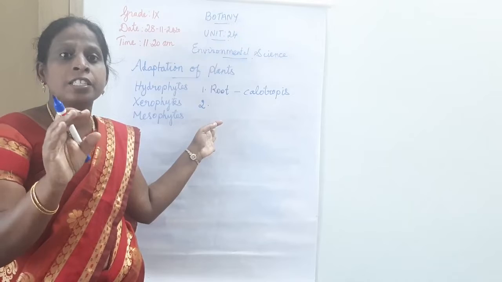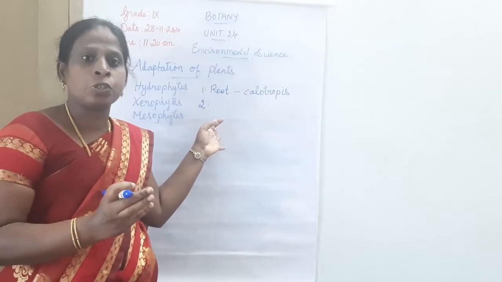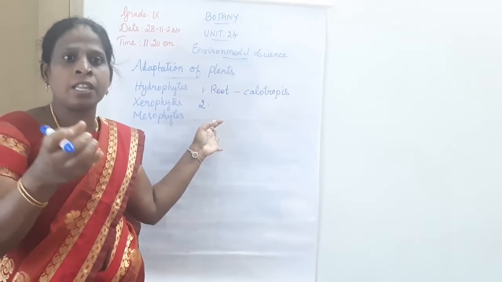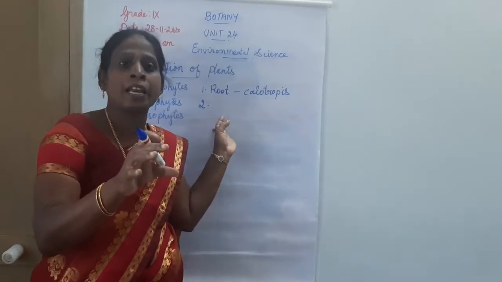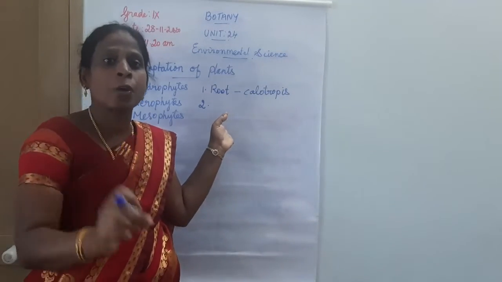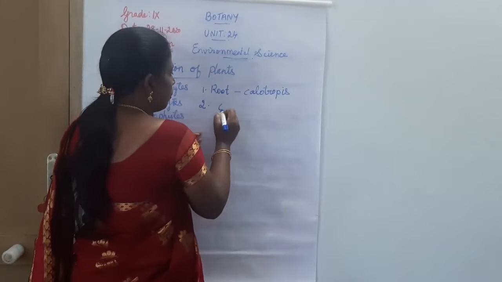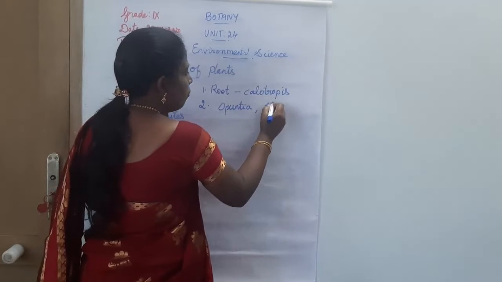The second one is some xerophytic plants store the water in the succulent part. It consists of parenchymatous tissue. In the parenchymatous tissue they can store the water. When they are absorbing the water, they store it in the parenchymatous tissue in the succulent plant. Examples, opuntia and aloe vera.